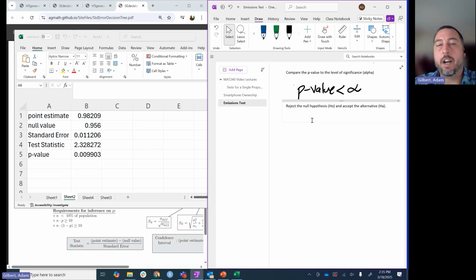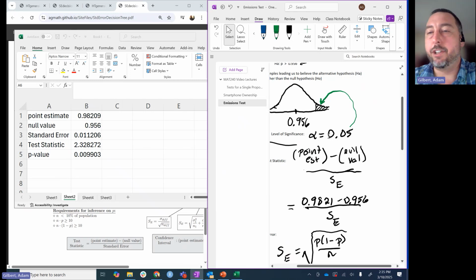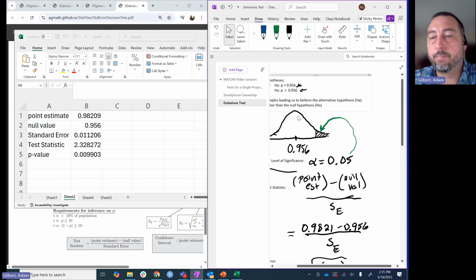What that means for us is that Quick Fix Auto is passing vehicles for inspection at a higher than expected rate. So their pass rate is above the average of 95.6%.